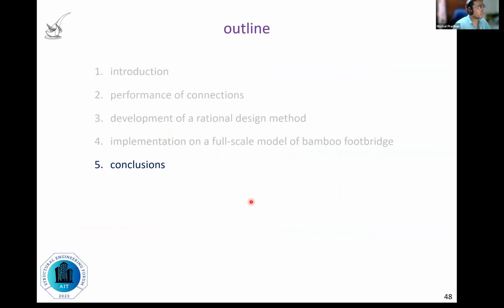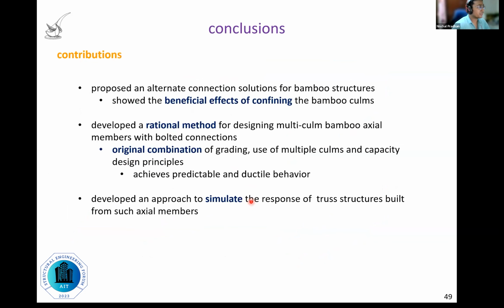So let's go to the conclusions of my research. Here we proposed an alternate connection solution for bamboo structures, and we showed how beneficial the confining actions can be on the performance of connections, dowel connections in particular, right? We showed that the dowel connections can indeed be predicted rationally by European yield model equations, which paved the way for development of a rational method for designing such axial members, right?